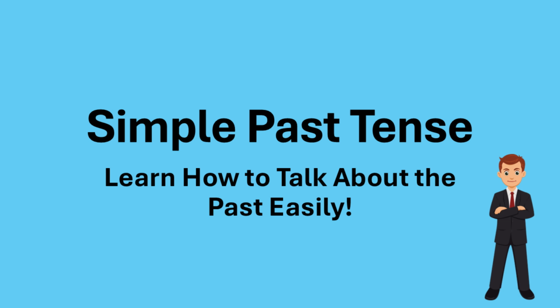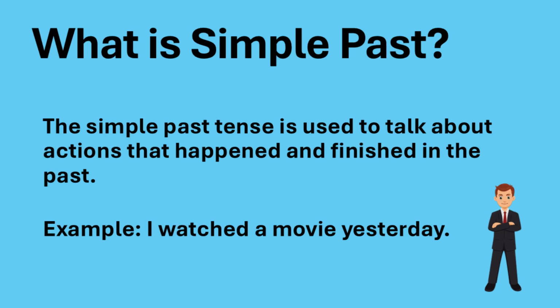Today, I will help you understand how to talk about things that happened in the past using simple and clear examples. Let's get started. The simple past tense is used to talk about actions that happened and finished in the past. For example, I watched a movie yesterday. You can see the action is complete and happened before now.